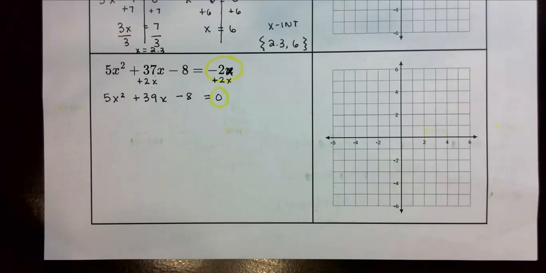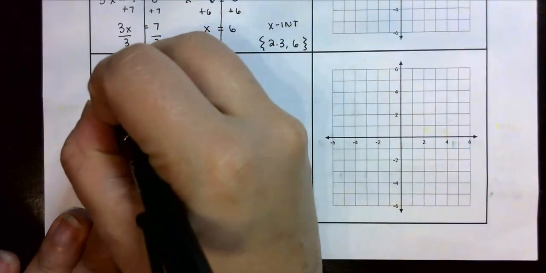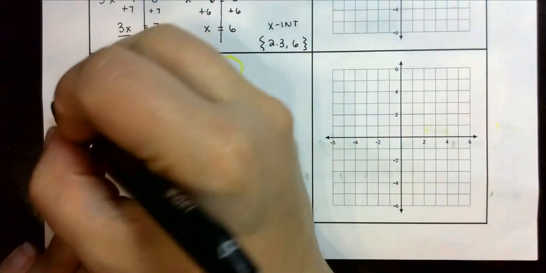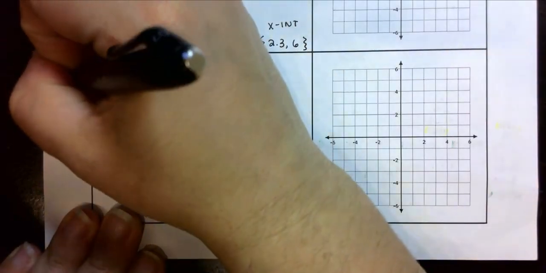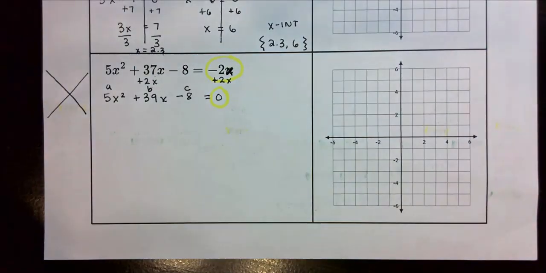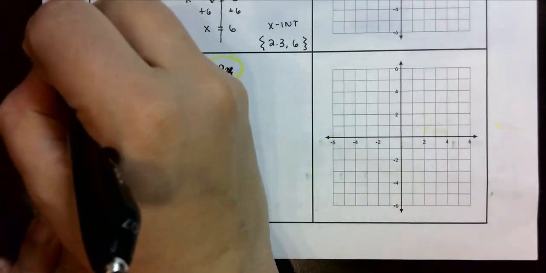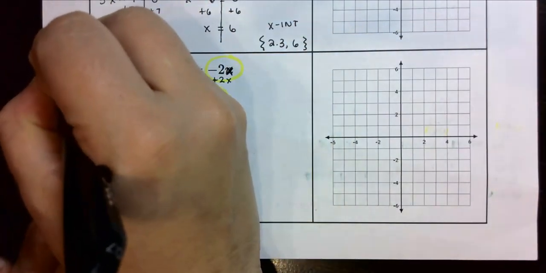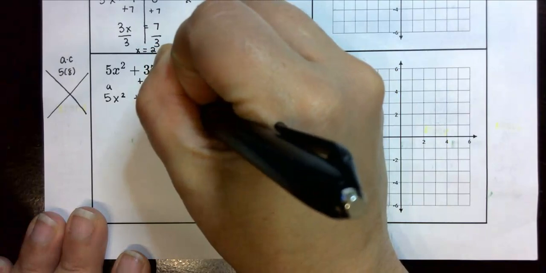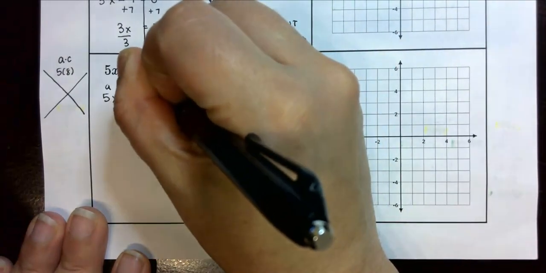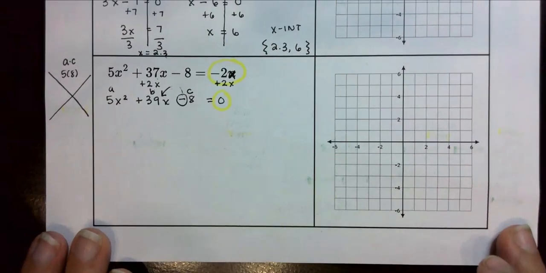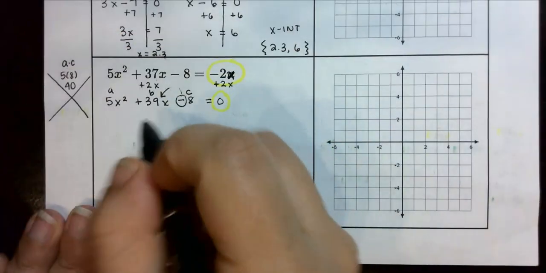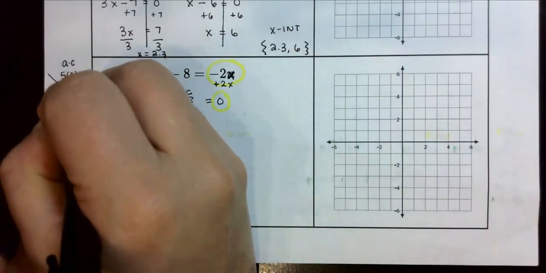So I'm going to label this A, B, C. I'm going to create my own x, and then I'm going to multiply A and C. So I'm going to write that up here. A is 5, C is 8. And remember, I'm using this minus to remind us that we'll be looking for numbers that multiply to be 40. All right, 5 times 8 is 40. I'm going to put a plus 39x here.